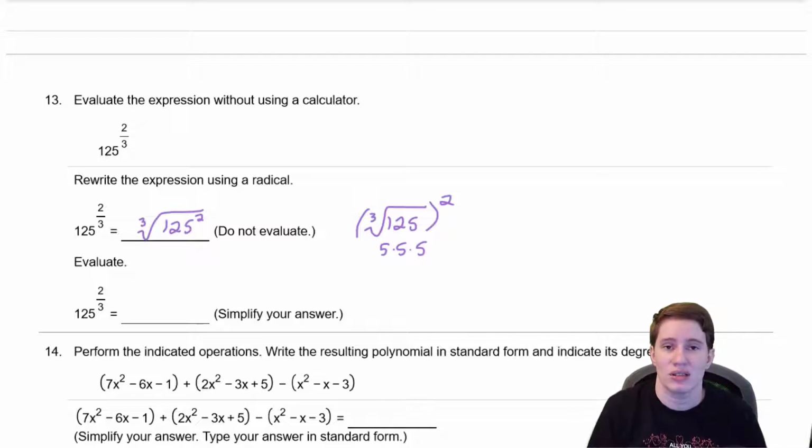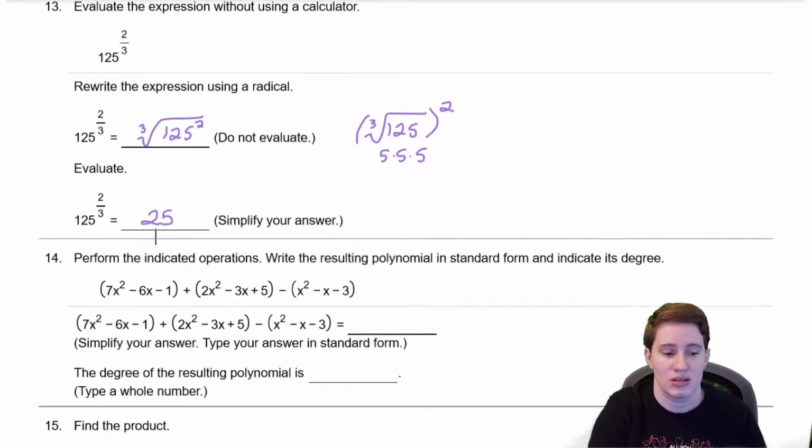And if you're struggling with cube roots, just know that cubes are going to get big even faster than squares do. So the fact that we have 125, and that's actually kind of a big number, we still should be looking at small numbers for our cube root. So the cube root of 125 is 5, and then we square the 5 and get 25 for our answer.